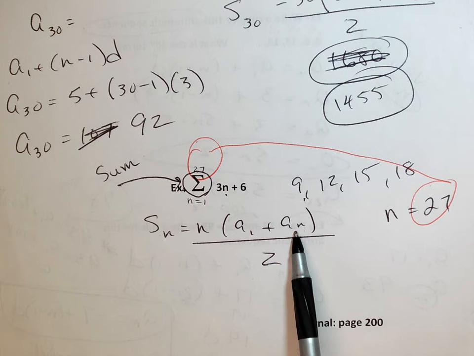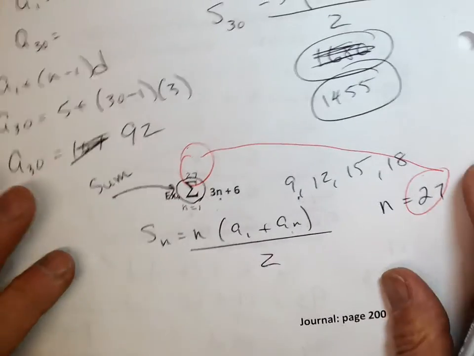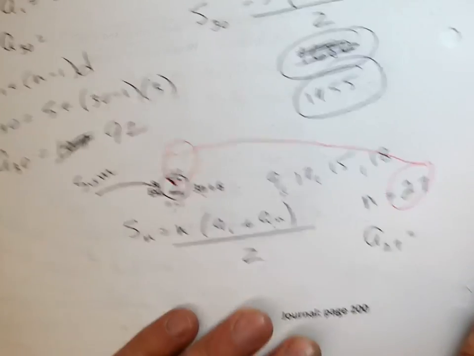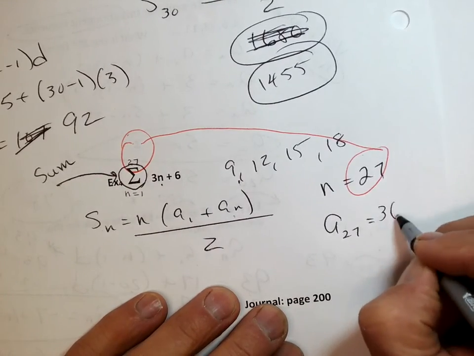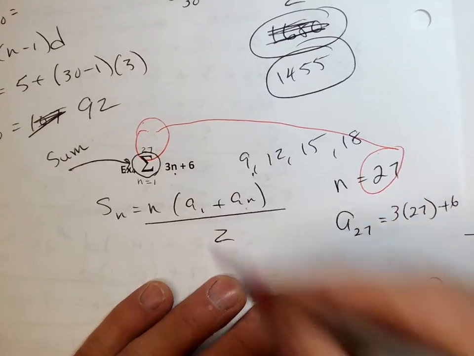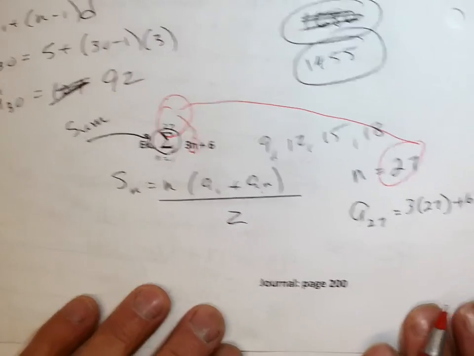That would be the 27th term. What is the 27th term? How do I make the 27th term? Plug in 27. Plug it in. See, this is much easier, isn't it? Because you already have a formula, right? So if I want a of 27, it's just going to be 3 times 27 plus 6. So I'm just going to take my 27 and plug it in to make the 27th term.